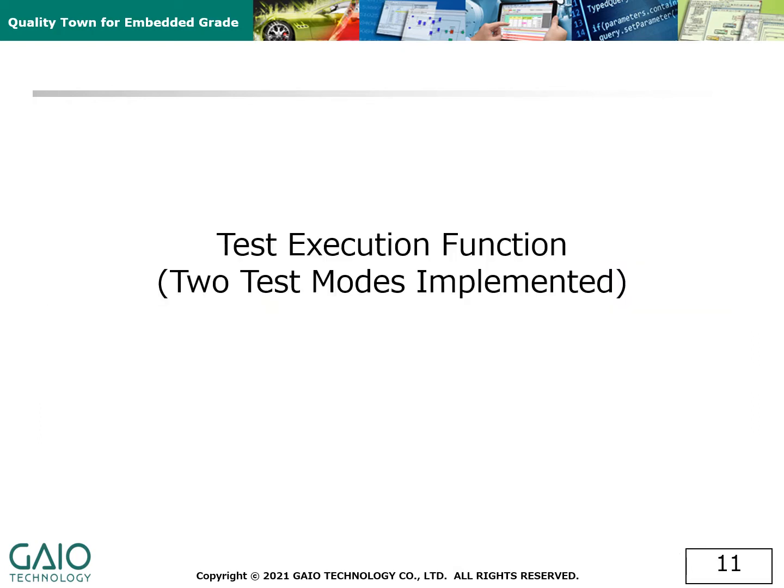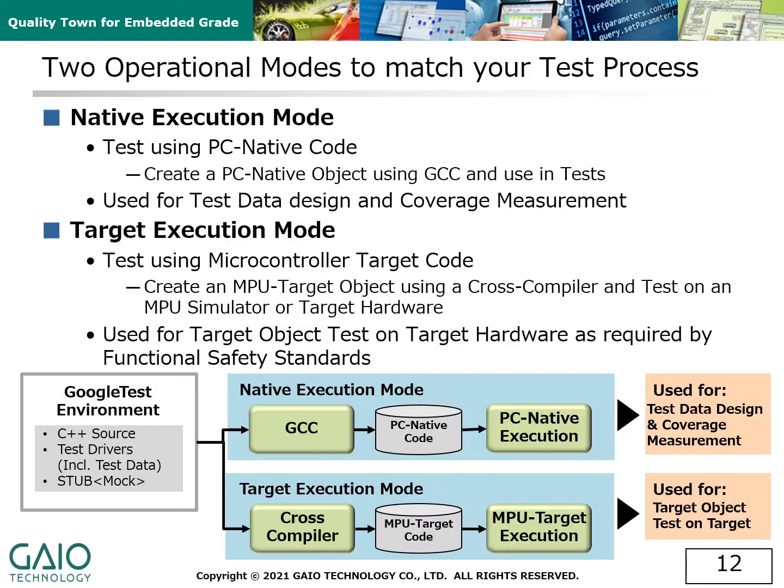Let's examine the testing function in a little more detail. QTE can switch between two modes of execution depending on the purpose of the test. Native execution mode is for testing on a PC while designing the tests and measuring coverage, and target execution mode is for the actual testing on the target microcontroller.